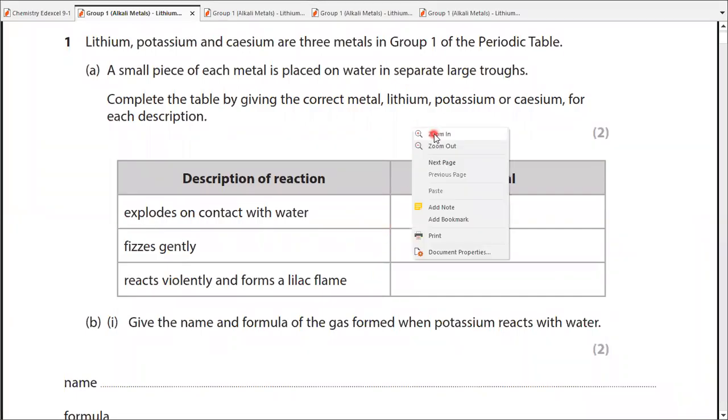Starting with question number 1. This is for Group 1 Alkali Metals. This is the first worksheet.